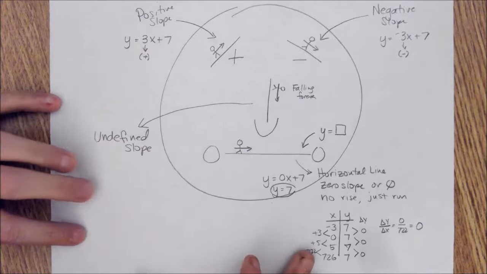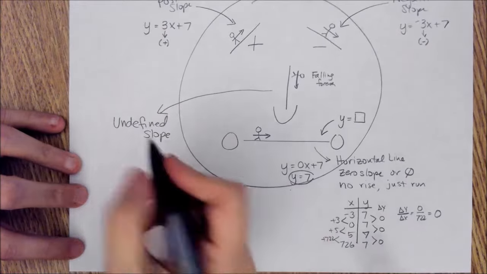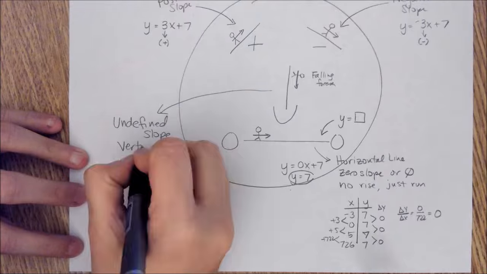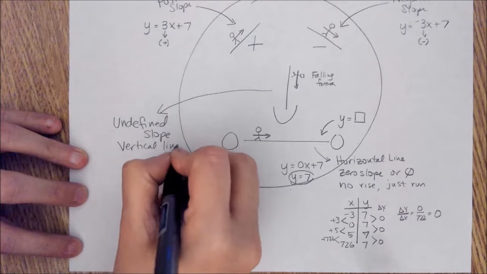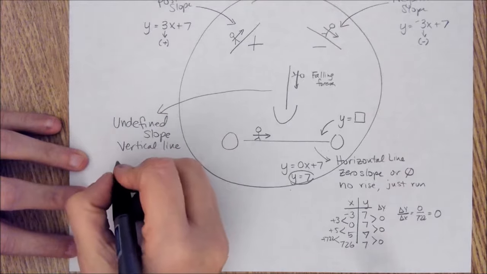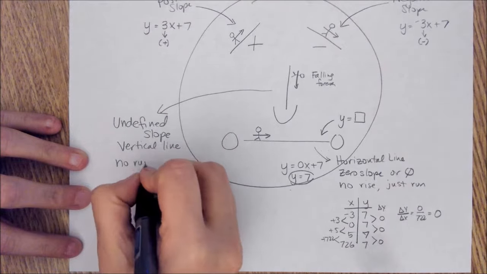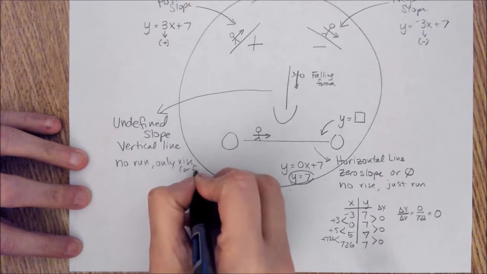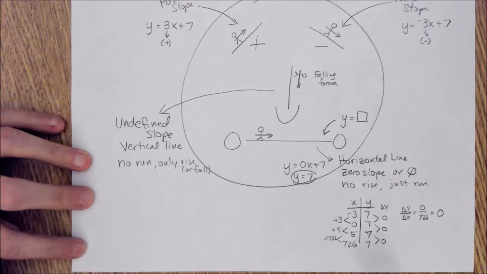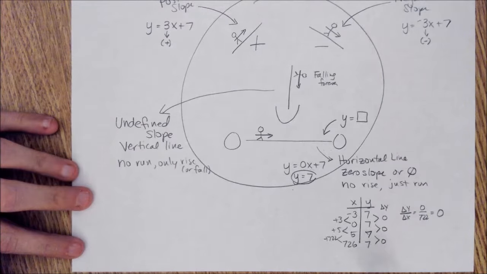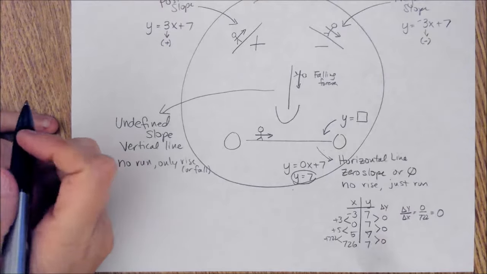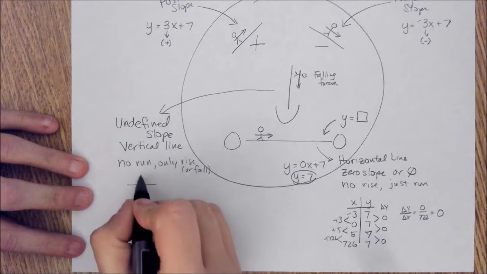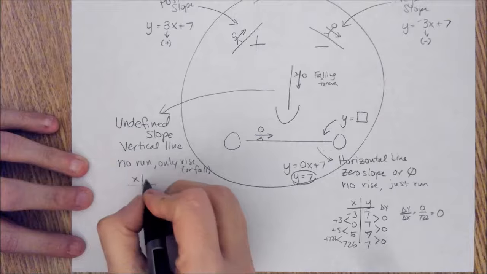With my undefined slope, I'll show you in a minute why we call it undefined, okay? In this one, it's a vertical line, okay? And we have no run, only rise or fall, okay? So we're not running, we're just falling or rising, okay? So when I look at this, what we're going to see, and I'm not quite sure how to explain it to you, so I'm just going to show you.